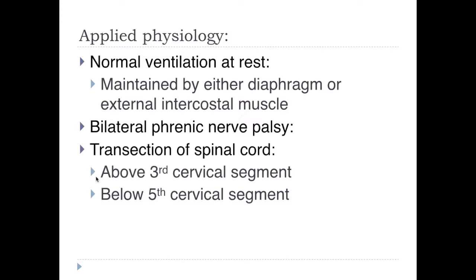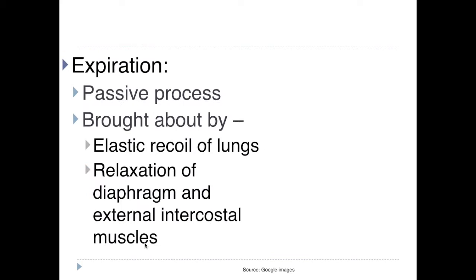Spinal cord transection: when the spinal cord is transected above the third segment, because the root value for the phrenic nerve is C3, C4, C5, so whenever the transection is made above the C3 level, the person cannot survive if he or she is not supported with artificial respiration. Whereas if the transection is made below the fifth segment, C5, then respiration remains normal. Okay. So this is all about tidal inspiration.